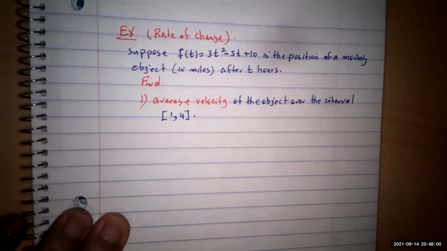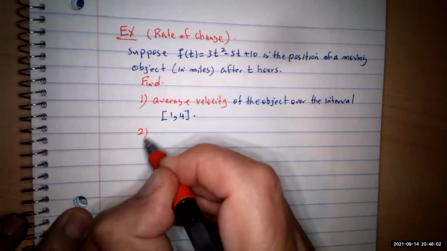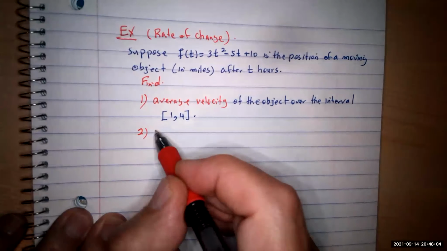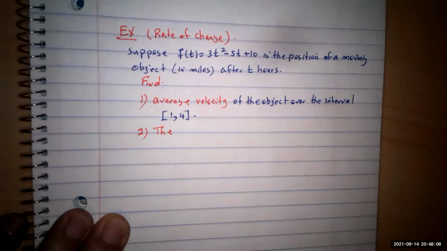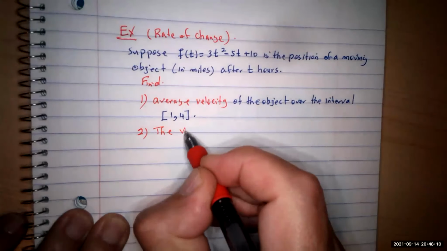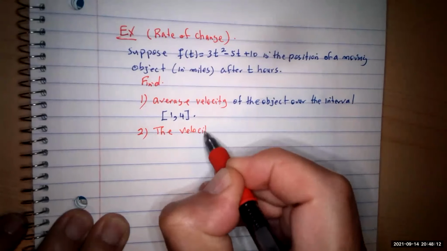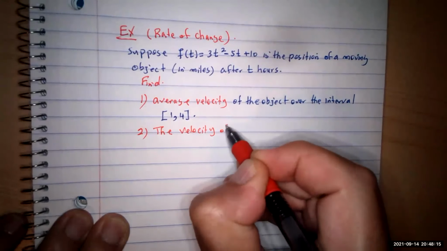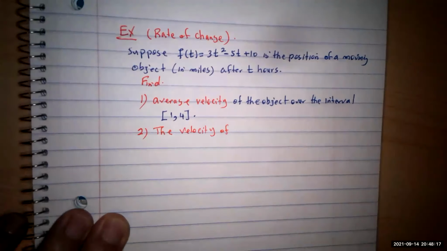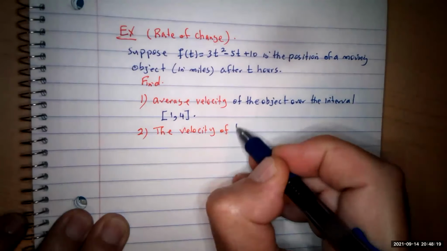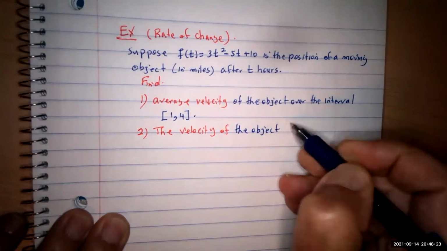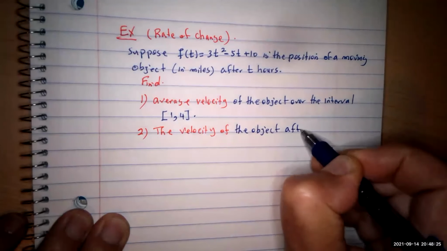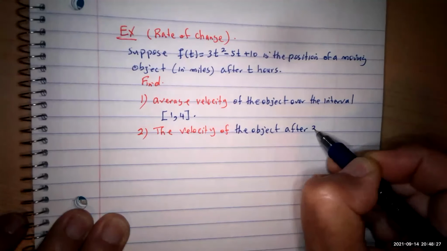And the other one is just the actual velocity at any time we like. So the next one is what they call instantaneous velocity, or just the velocity. What is the velocity of the object after 3 hours?